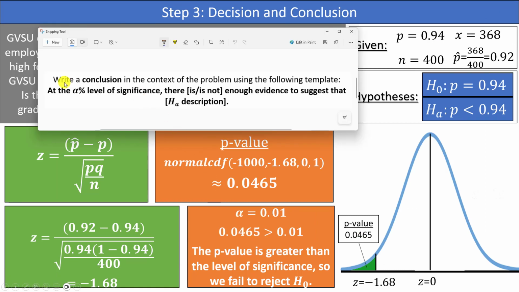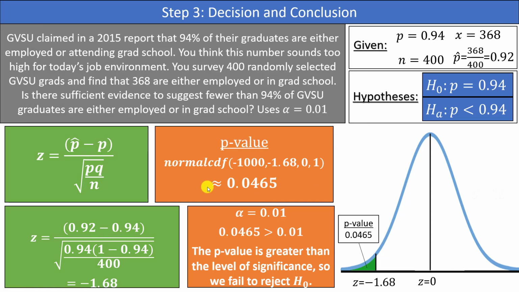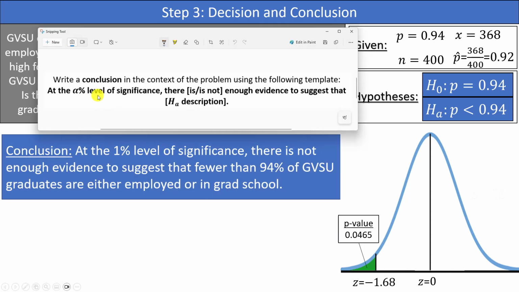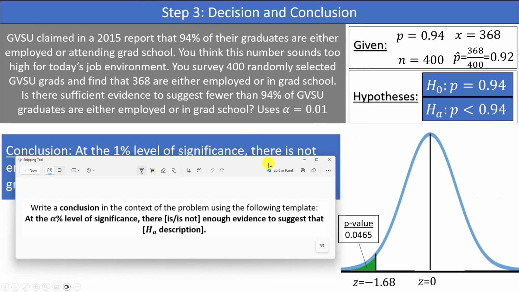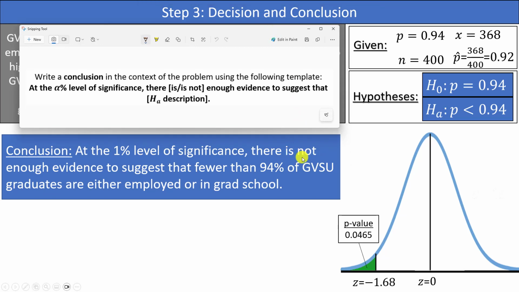The conclusion should come in this general form, which I have right here. In this case, it will look something like this. At the alpha percent level of significance, in this case the 1% level of significance, because that is what they stated right here, there is not enough evidence. We say "not enough" when we fail to reject our null hypothesis, which is what we did here.